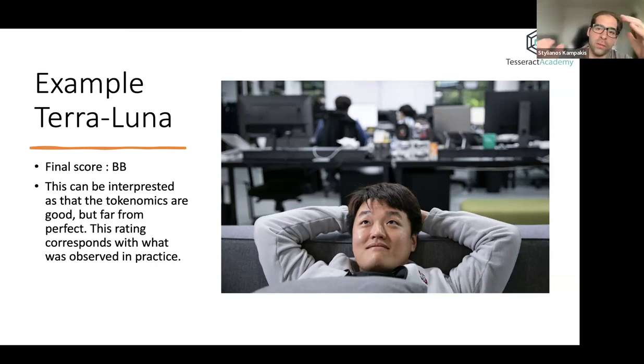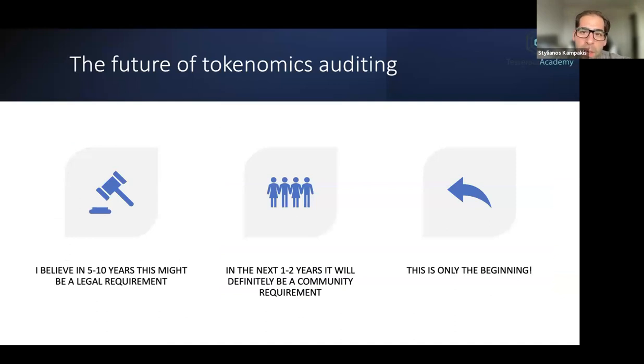And this goes back to the principles of tokenomics auditing. That is, the principles are to help users and investors make an informed decision, but this doesn't mean that because Terra Luna eventually crashed, it would have to crash, right? Maybe they could have taken some measures, made some interventions, and then it wouldn't crash. So double B means that it's a decent project with some weaknesses, so be a little bit careful, okay? So that's about Terra Luna.